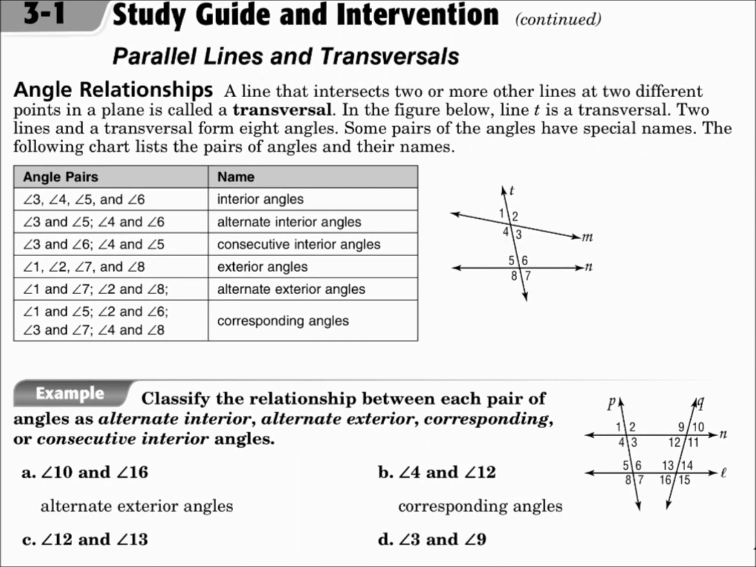The angles outside the two lines are called exterior angles, like angle 1 and angle 2, and angle 8 and angle 7. They're outside the two lines. The exterior angles on opposite corners are alternate exterior angles, like angle 1 and angle 7, or angle 2 and angle 8. They're on opposite corners outside of the two lines.